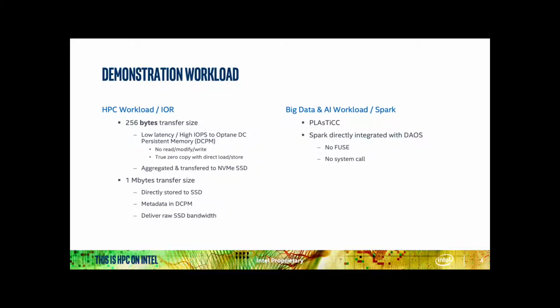The second application is plain old IOR to show the performance of our storage stack with small transfer sizes that highlights the low latency and high IOPS to Optane DC persistent memory and show how data is aggregated and transferred over to the NVMe SSD. The second use case will be with large transfer sizes to show how data is stored directly to the SSD and where the DAOS metadata will be kept in persistent memory.